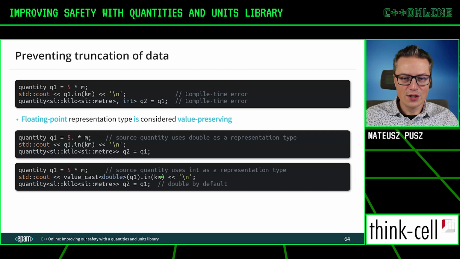In case you would have an int in the front here, right? So basically your source entity uses int. You may value cast this to double and then convert to kilometers, and this will work as well. Or you can convert quantity in integers to quantity in doubles, because double is the default, and this will also work.